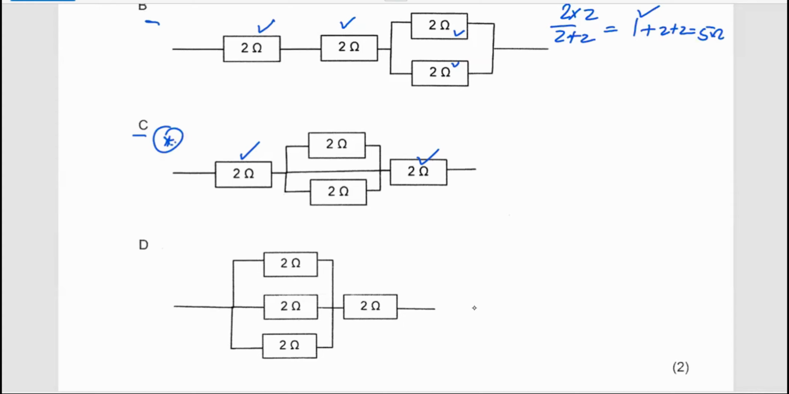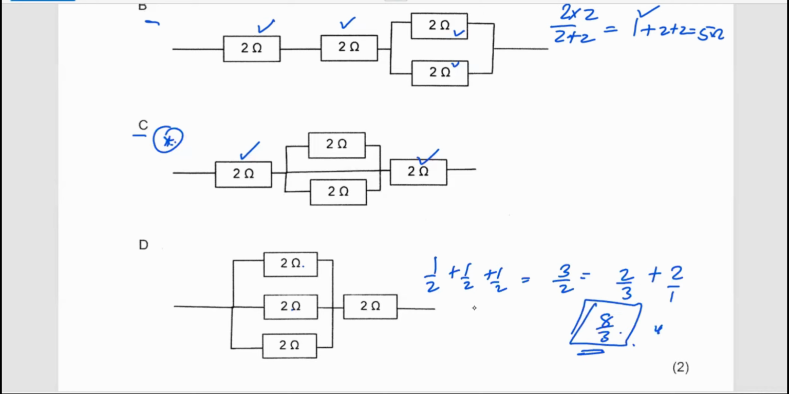Let's try option D. So 2, 2, and 2, that's going to be 1 over 2 plus 1 over 2 plus 1 over 2, which gives us 3 over 2. Then the actual resistance, okay, is going to be 2 over 3. And then when you add the 2, that's going to be 6 plus 2, that's going to be 8 over 3, which is not a 4. Then this one, for me, I believe it's more like the same as this.